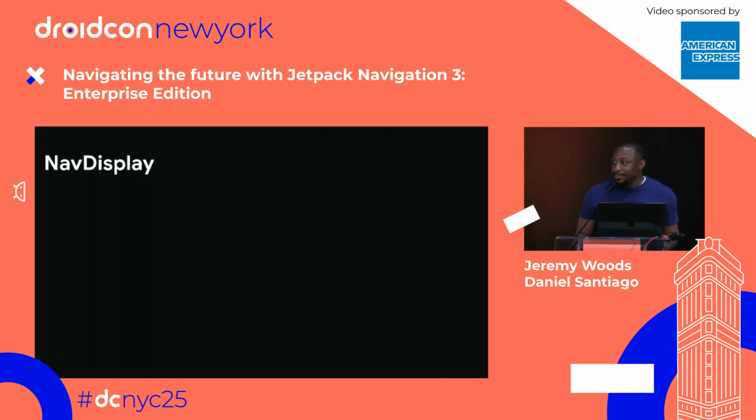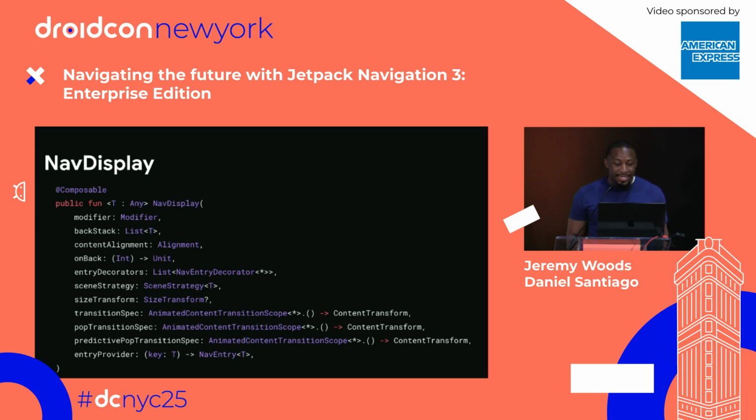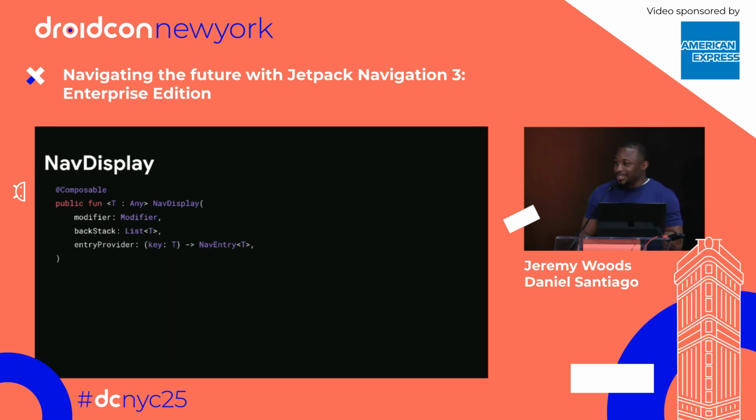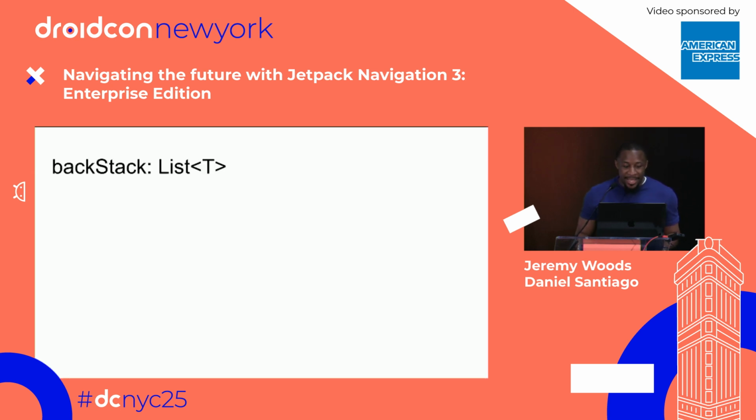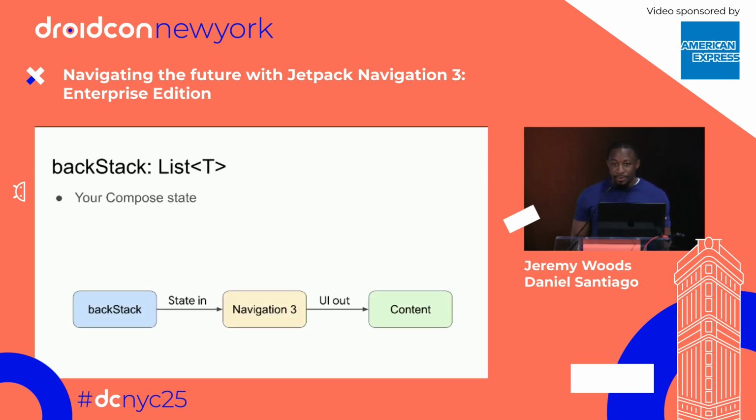And in order to do that, I'm going to go through some Nav3 APIs really quick. So we have the NavDisplay, and this is your entry point into navigation. And these are all the parameters that a NavDisplay can take. But today, we're going to keep it very simple. We're only going to talk about three. We're going to talk about the modifier, the backstack, and the entry provider. On the backstack, very quickly, this is your Compose state. So earlier, when I was talking about how we want to be declarative and just take in your state, the backstack is that state that we take in. You pass it into Navigation 3, you get UI.